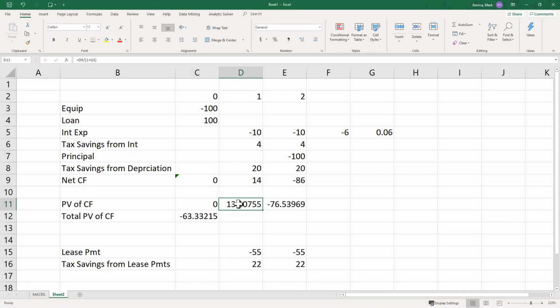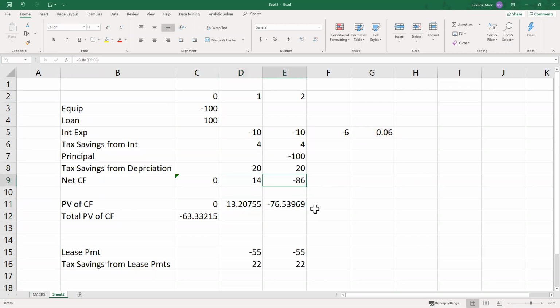So this one, I'm taking the net cash flow of 14 and I'm bringing it back 1 year, right? So I'm using my present value of a future cash flow. The future cash flow is 14. It's happening 1 year from now. So I have to bring it back 1 year. So I divide the future value of the cash flow by 1 plus the interest rate. So 1 plus 0.06.